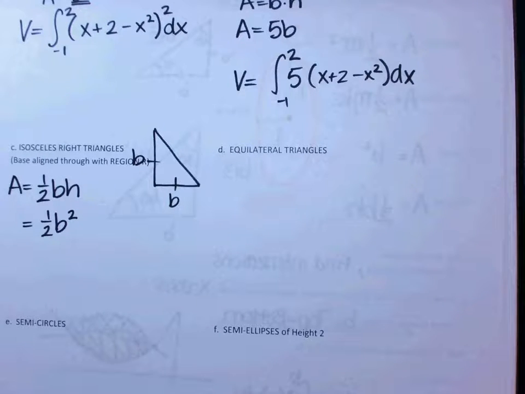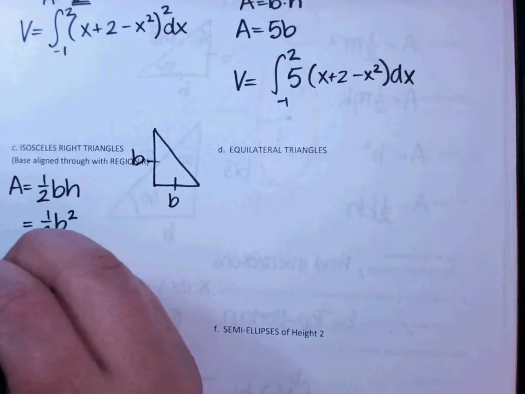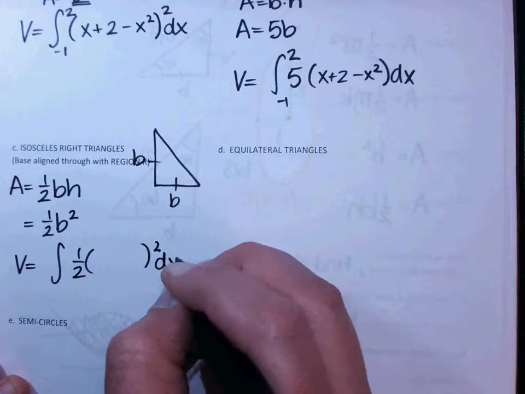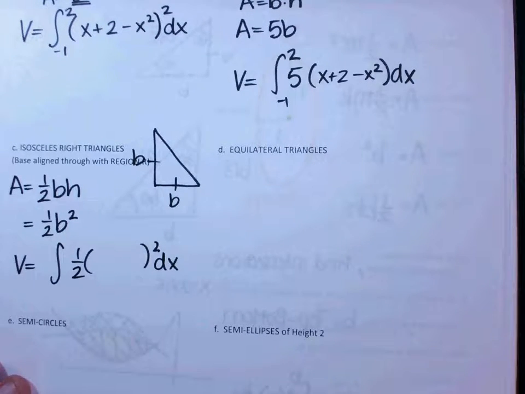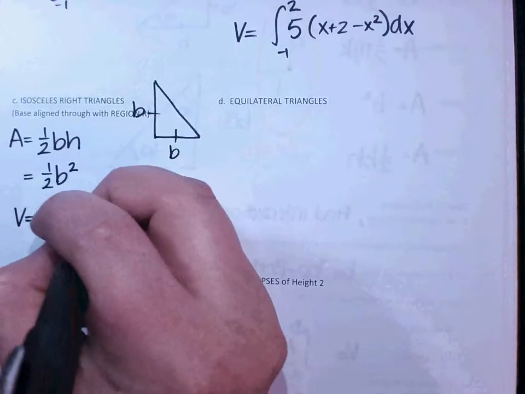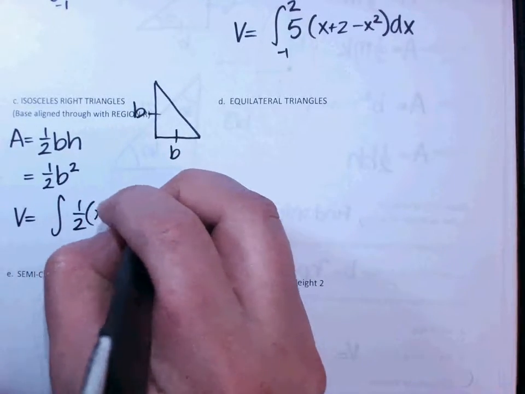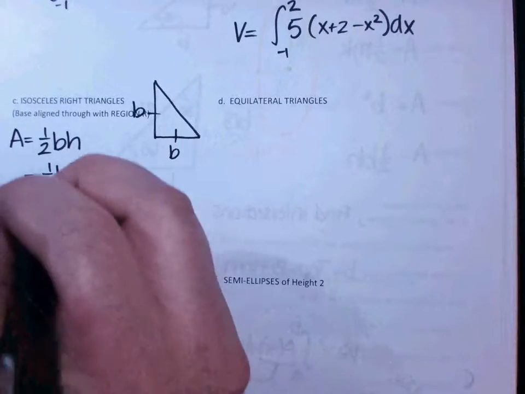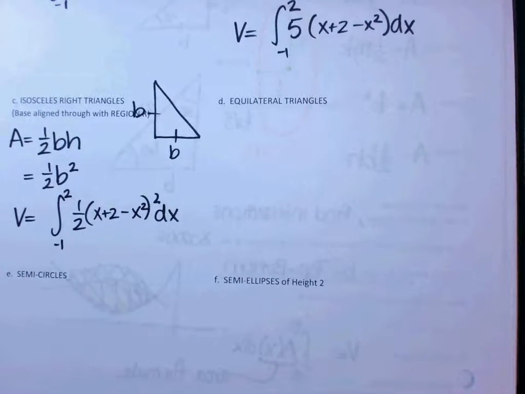Okay, then how do I get from area to volume? I put an integral on it. So volume equals the integral of 1/2 b squared dx. And then when I get to my b, I'm going to substitute that top minus bottom formula that we had written earlier, which was x plus 2 minus x squared. Now, what are my boundaries going to be still of my region? Negative 1 to 2. Make sense? Okay, we're going to equilateral triangles.